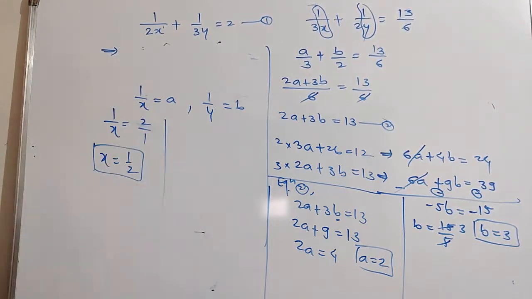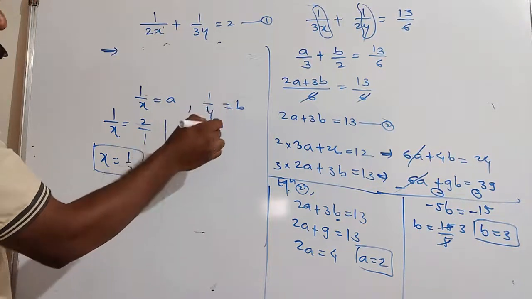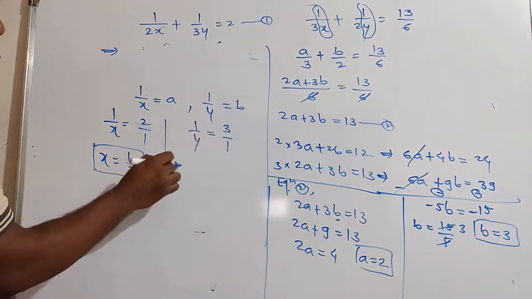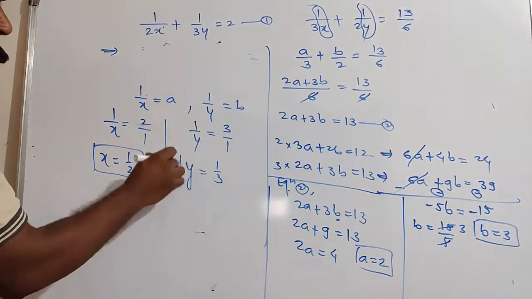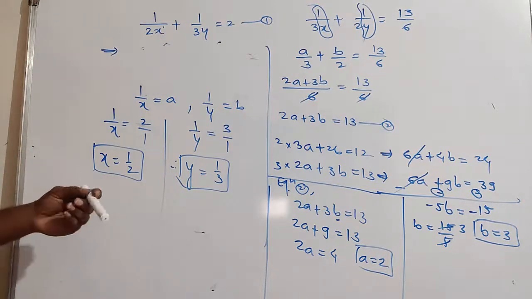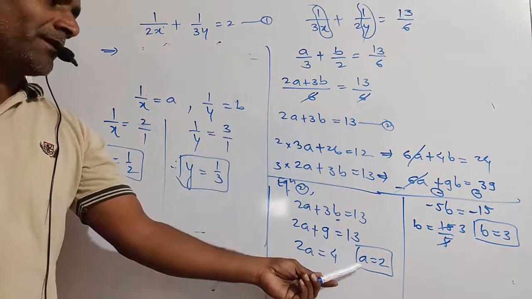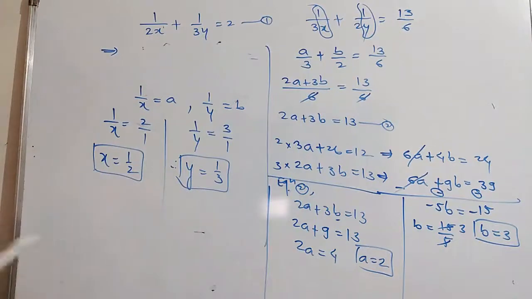The same way, 1 upon y we got equal to 3, b is 3, so 3 by 1. Therefore y here is equal to 1 by 3. So this is how we can solve this kind of questions. Okay. The equations which are not in linear form, we have to convert them into the linear form like this. We have to get the values of a and b, and from that the values of x and y.